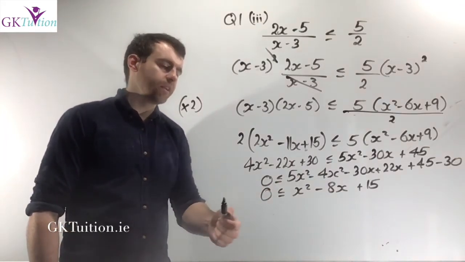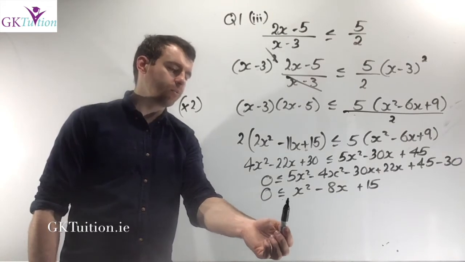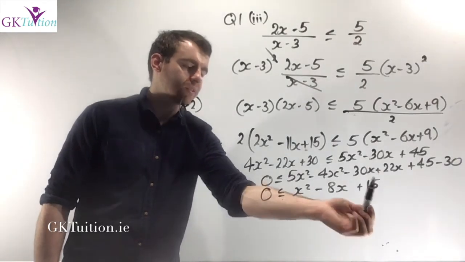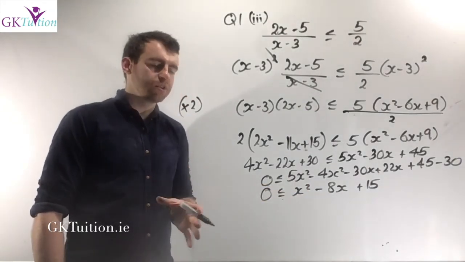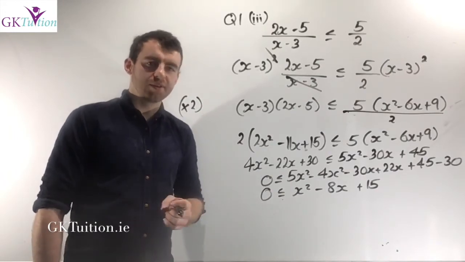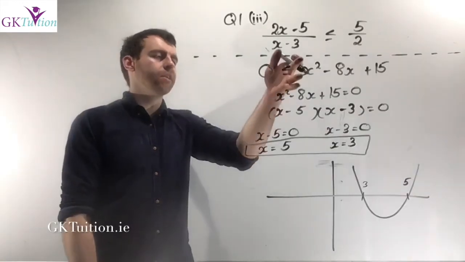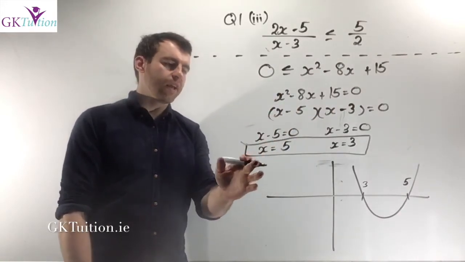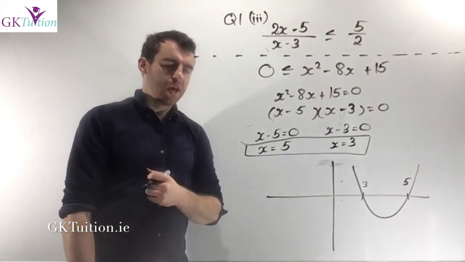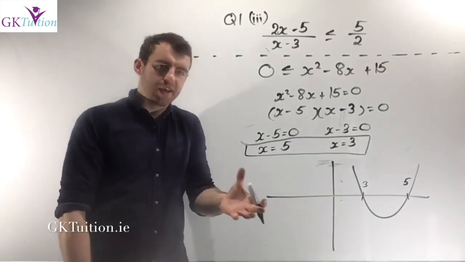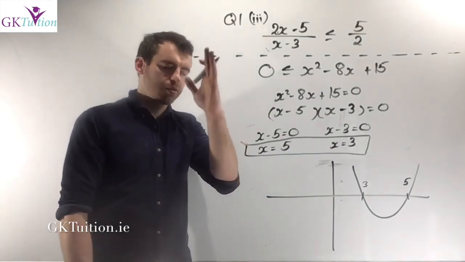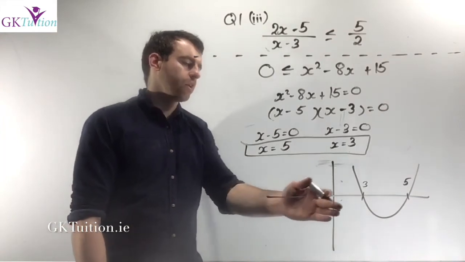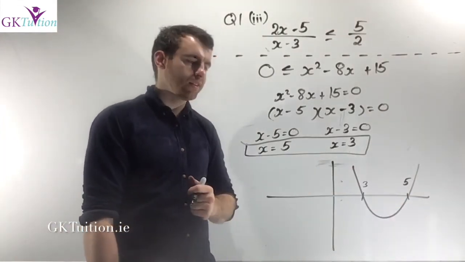When I grouped everything, I ended up with 0 is less than or equal to x squared minus 8x plus 15. And now we're just going to let it equal to 0, factorise and solve our quadratic. So what I've done is I've let my quadratic equal to 0, I've factorised and solved it, and I got x equals 5 and x equals 3. This tells me now, I can now sketch my quadratic. It's a plus x squared, so I know it's a U shape. I know it crosses the x-axis at 3 and the x-axis at 5.